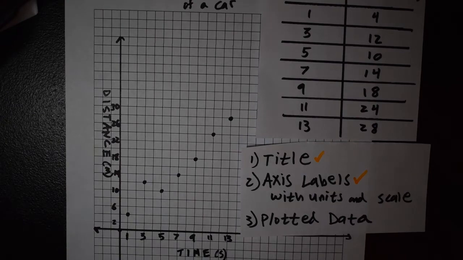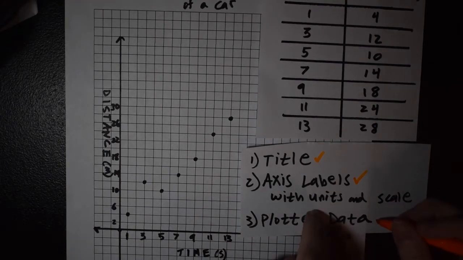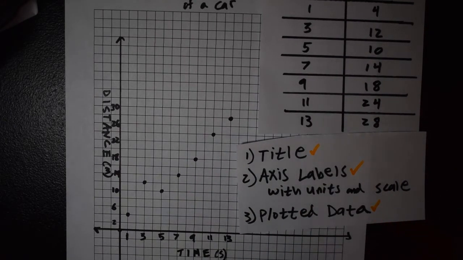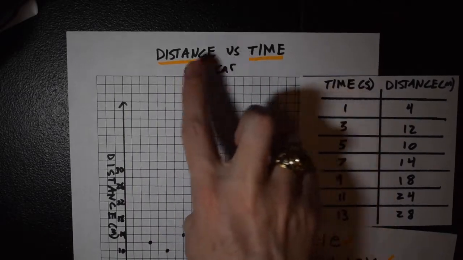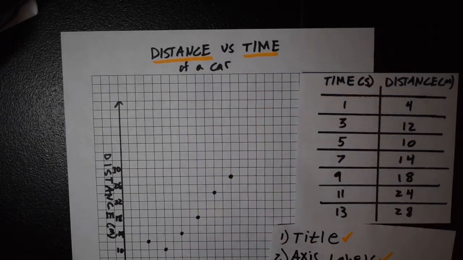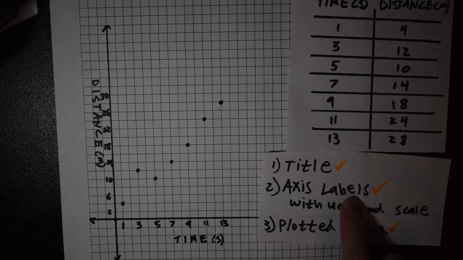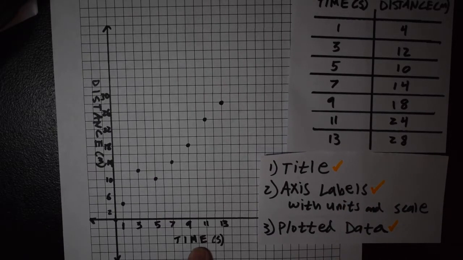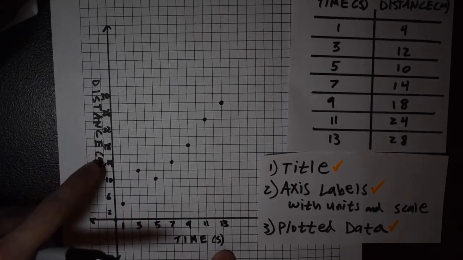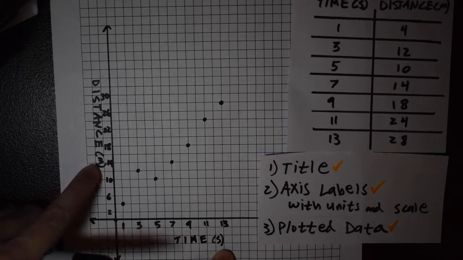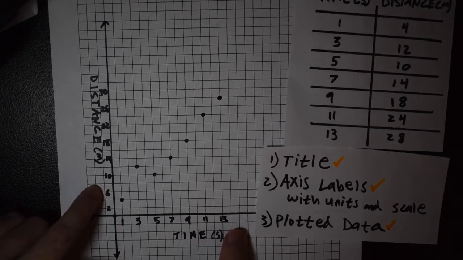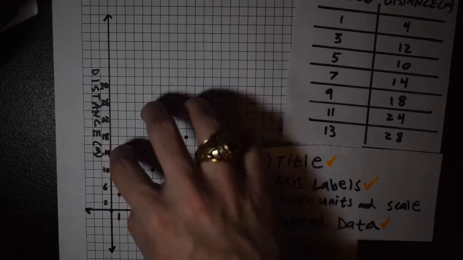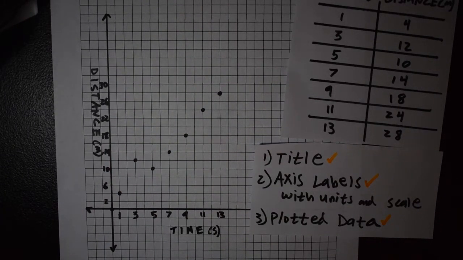There is our plot. It has all three things that we need for a first plot. A title up here, and the distance and time, the two variables you need, are here. It has axis labels, time and distance, and it has the units, meters and seconds, and it has the scales, the numbers on that graph. And the third thing it needs is the plotted data. That's that set of dots right there.